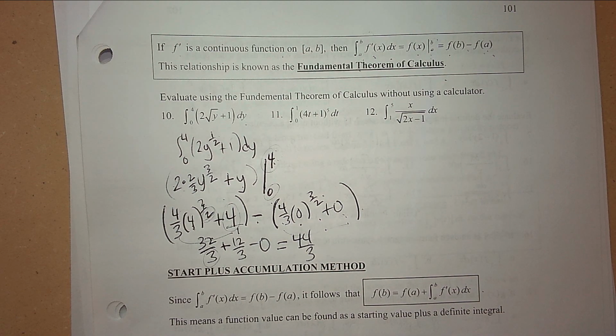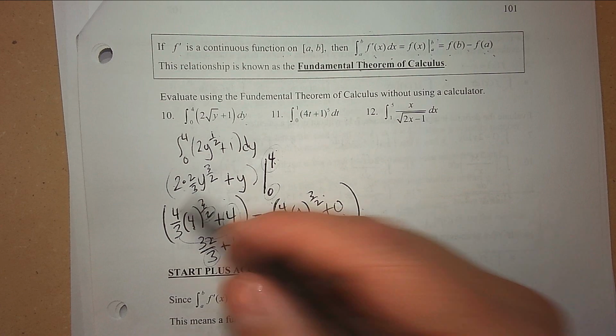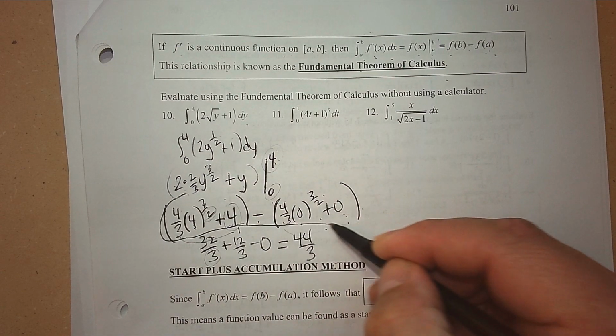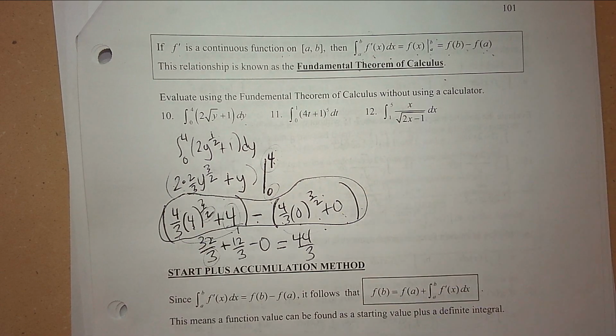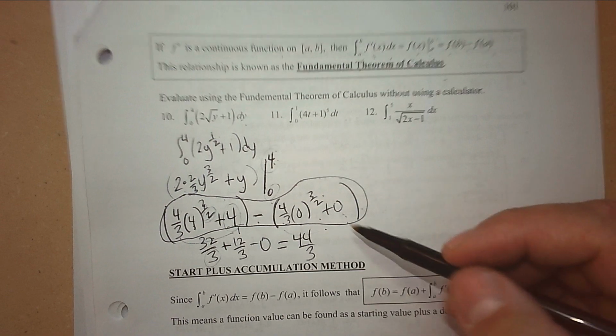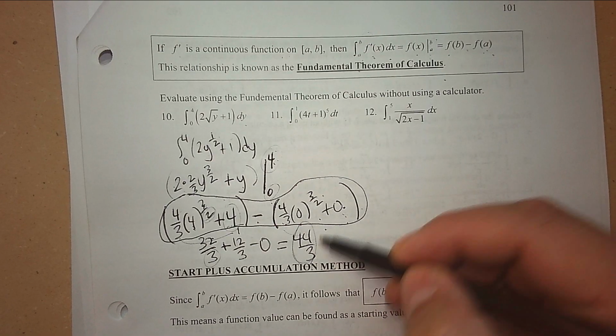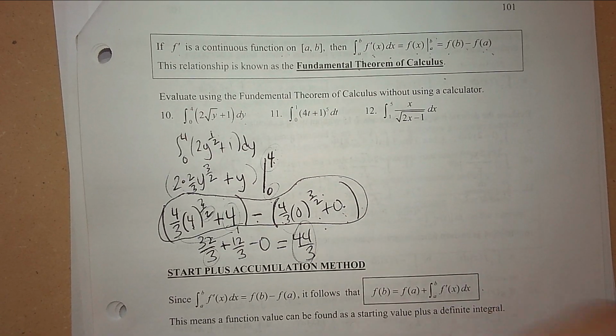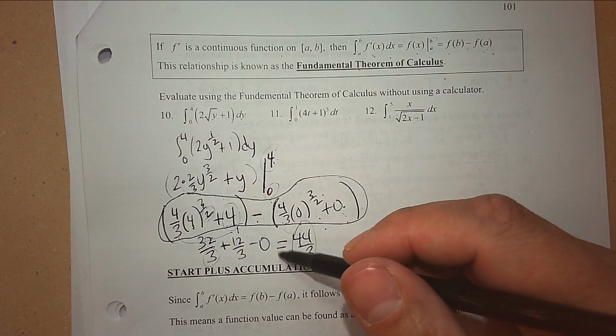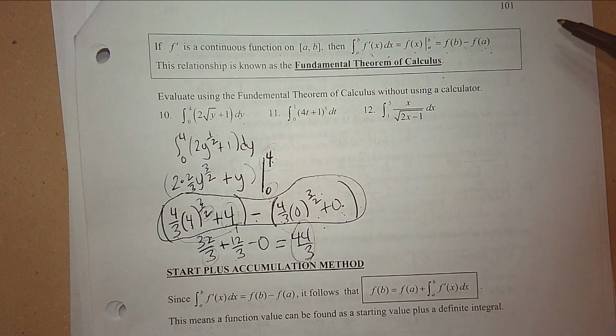If it was free response, this right here would be your final answer. You do not need to go any further. If it was multiple choice, this would likely be one of the answer choices. And you'd have to have the skill without a calculator to be able to simplify that using your number sense.